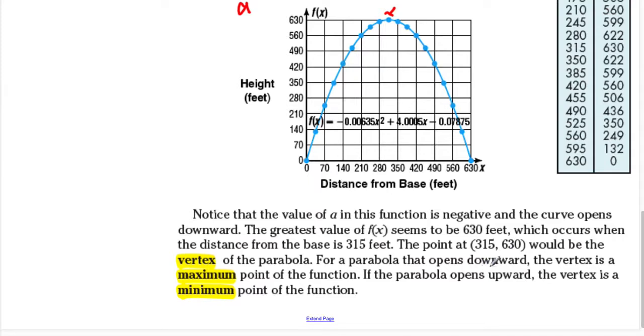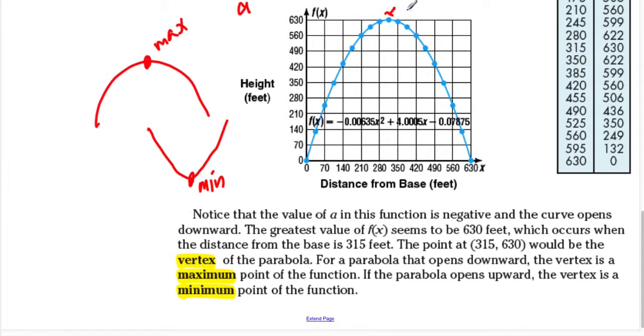For a parabola that opens downward, the vertex is the maximum point of the function. And if the parabola opens upward, the vertex is a minimum point of the function. So since this parabola opens downward, the vertex is the maximum point. That's what it's saying right here. Let's see how this works in our example.